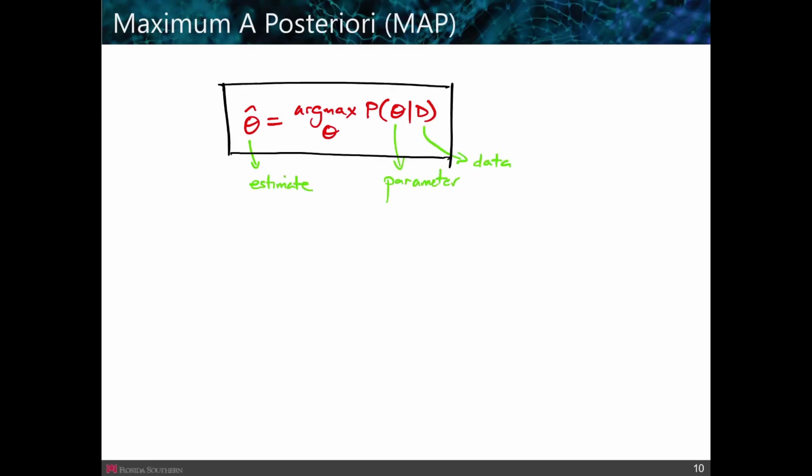Now I hope you recognize that this looks very similar, eerily similar, to MLE, and it should. However, it is different. We have swapped the theta and the d in that probability. And because of our knowledge of Bayes' rule, we know that this is proportional to the probability of d given theta times the probability of theta divided by the probability of d.